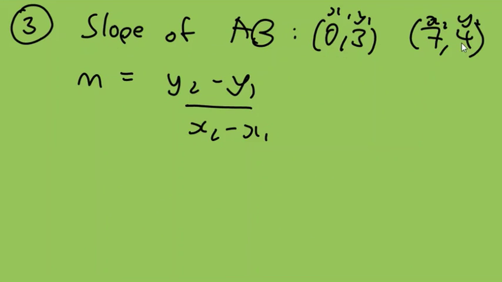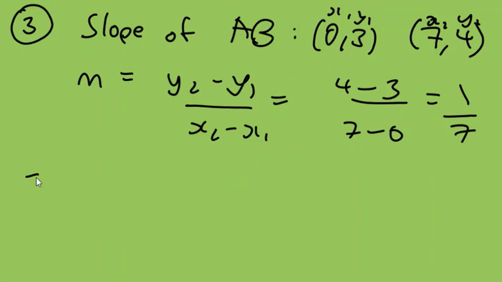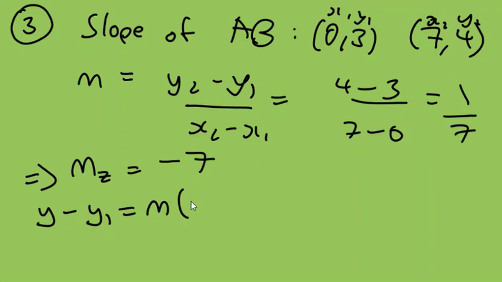So using my points A and B, we can find the slope using this. It's going to be 4 minus 3 over 7 minus 0, so it is 1 over 7. That means our flipped slope, the slope of Z, is going to be minus 7. Sub this into our formula for the equation of the line.